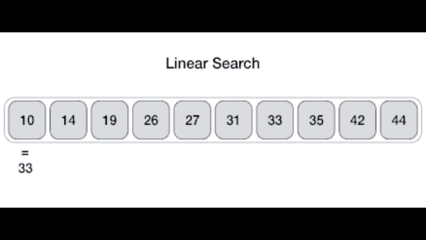In the example, you can see an array of 10 elements. We are going to search for element 33 in that array. So 33 is checked against all the elements one by one in that array until a match is found. If no match is found, it returns that the element being searched is not in the array.